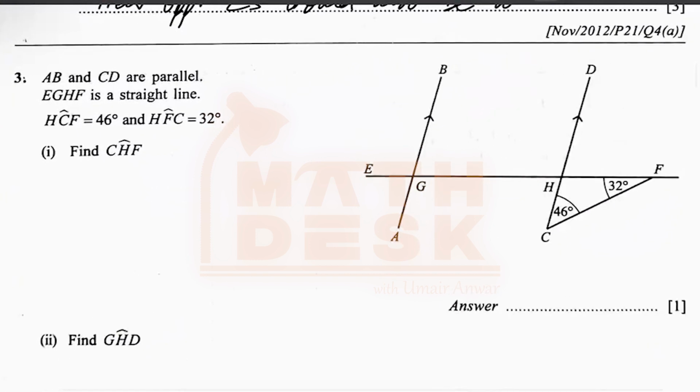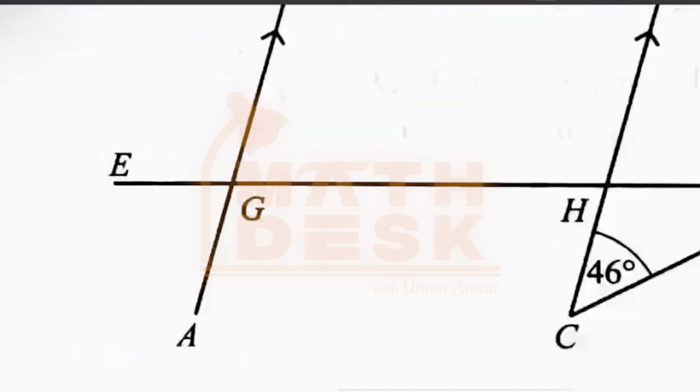Next question. It says that AB and CD are parallel, EGHF is a straight line, HCF is 46, and HFC is 32. Find CHF. So first of all, we need to find out this angle.